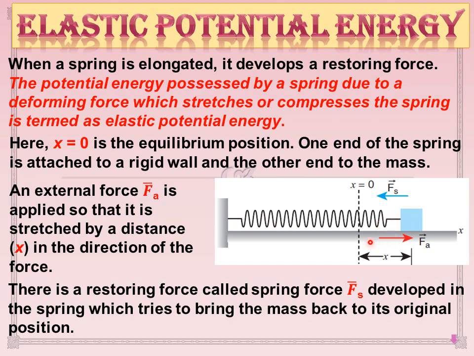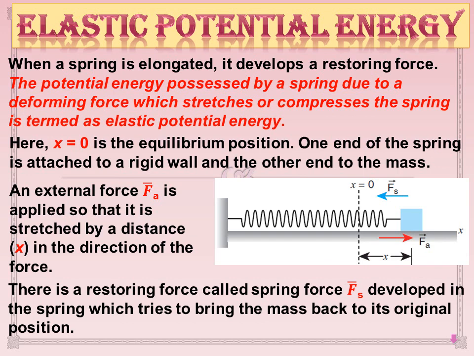Now this is the horizontal axis which is x is equal to 0, and this is the force towards its original position, and Fs is the force towards its original position, and Fa is the force which is applied while we apply a force, and this is the elongation distance. This from the point to its displacement is the elongation distance, that is x.